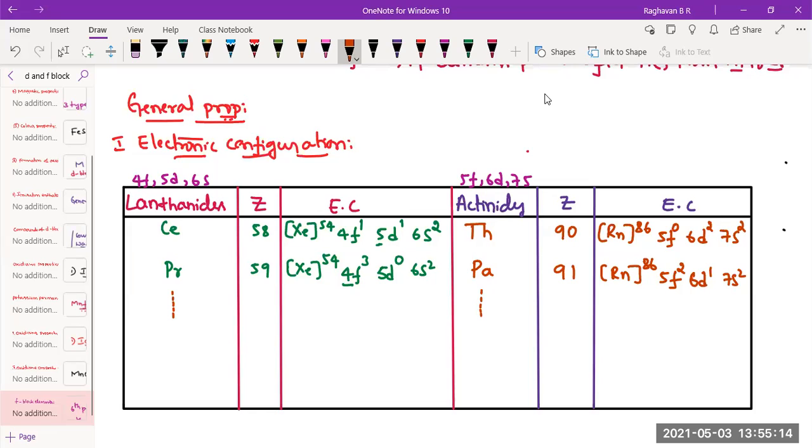Yes. Okay. Let me write like this. Lanthanide general electronic configuration. Let me finish with this so that it gives a kind of completeness. Xenon 54, 4f1 to 14, 5d 0 to 1, 6s2. And this is the one on radon 86: 5f1 to 14, 6d 0 to 1, 7s2.